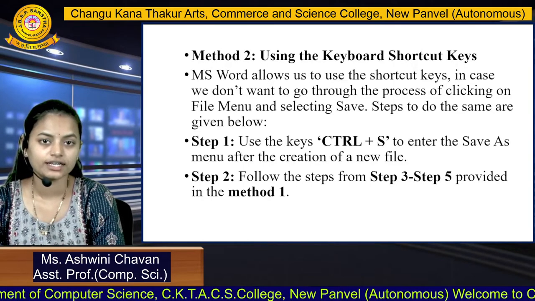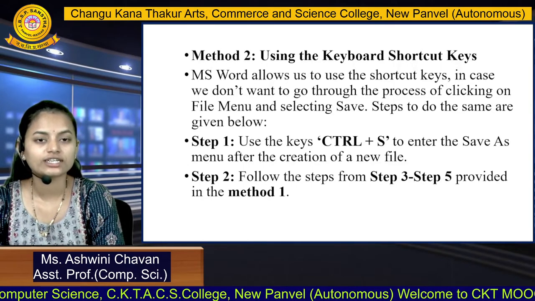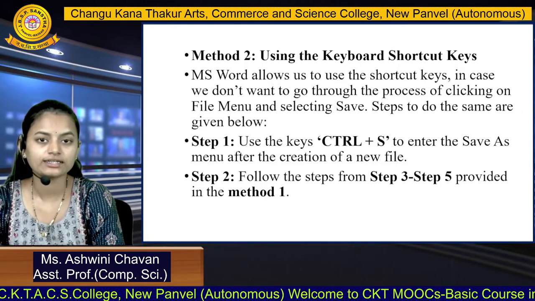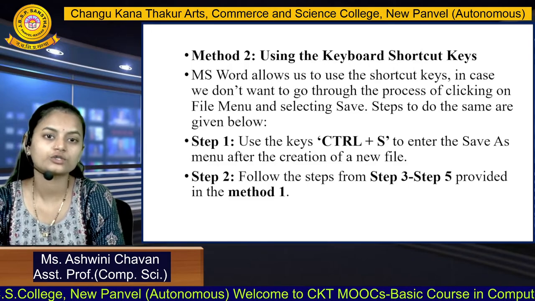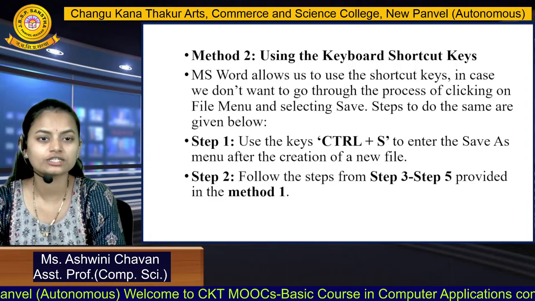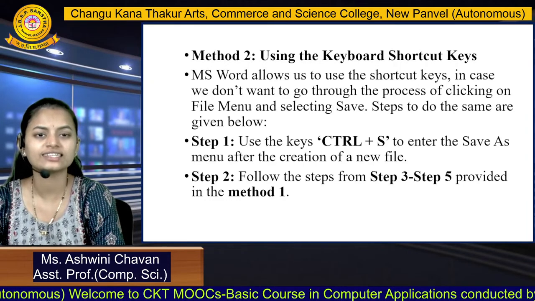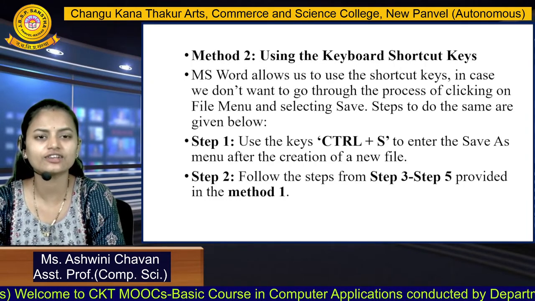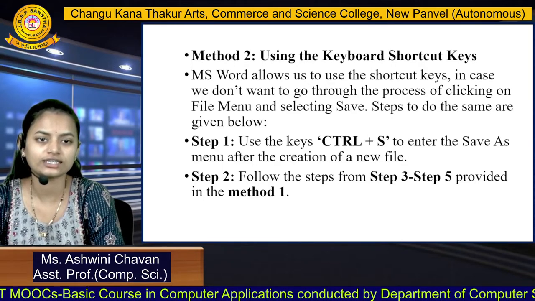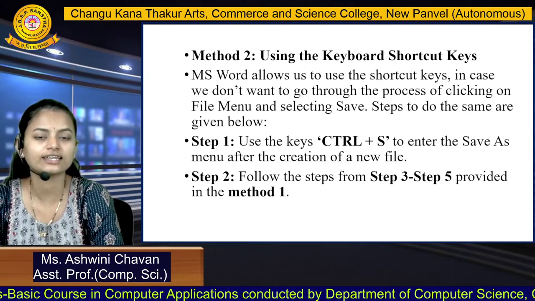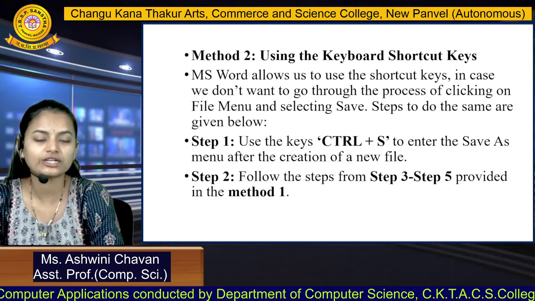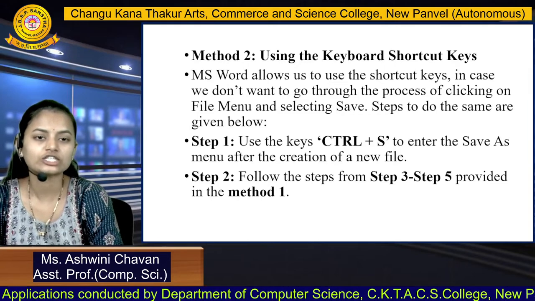Next method is by using the shortcut keys on your computer. The second method is that Microsoft Word allows us to use shortcut keys in case we don't want to go through the process of clicking on the File menu and then selecting Save. That is a kind of lengthy process. So instead, we can just use the shortcut keys. First of all, we can use the option Control plus S to save the text in your document.